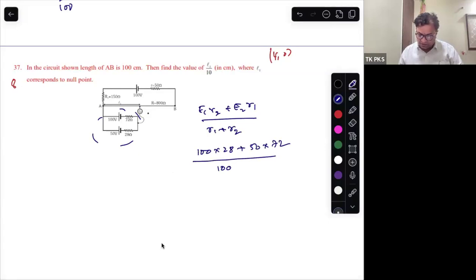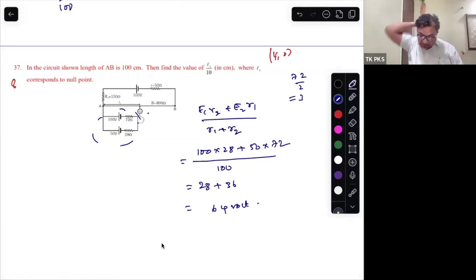So this is, hold on. 100 kada. 28 plus 72 by 2, 36. So what is 28 plus 36? 64 volt.